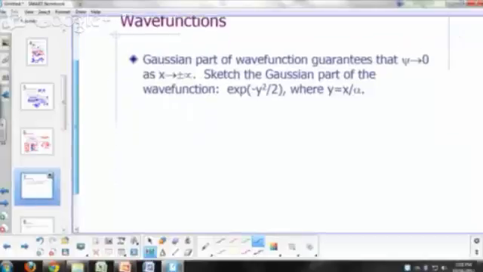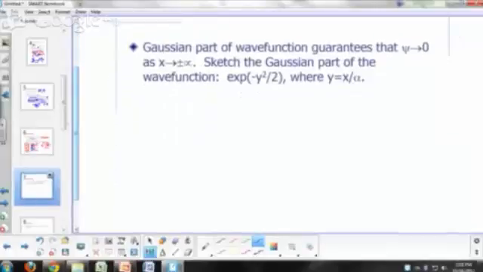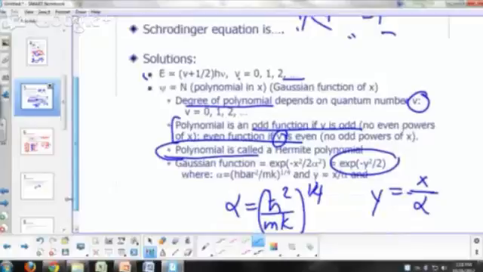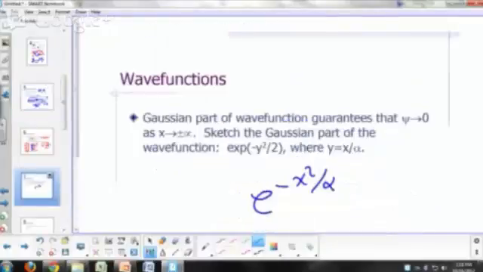Now let's examine the wave function. The Gaussian part of the wave function pretty much guarantees that your function is well behaved, because you have that e to the negative x squared over 2 alpha squared term. It's just e to the negative c x squared, right?